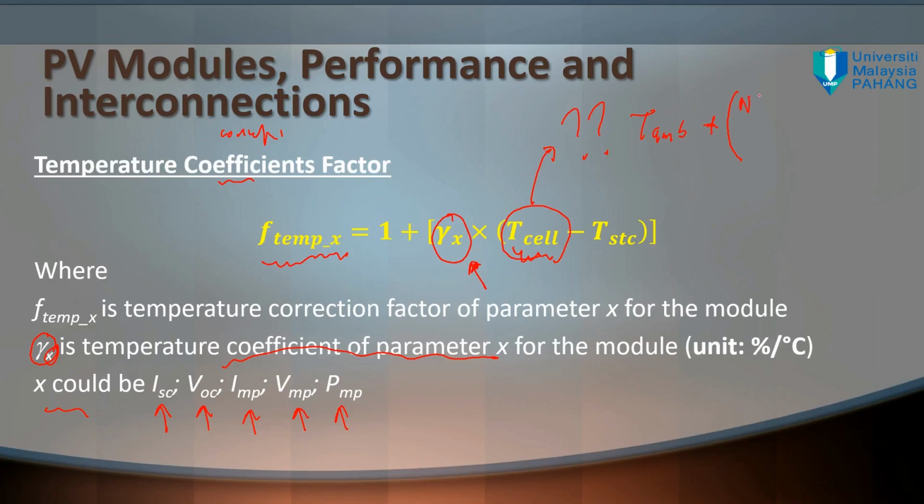NOCT, minus 20, then? Over 800, multiplied with G. Okay. So that T cell is coming from this equation.